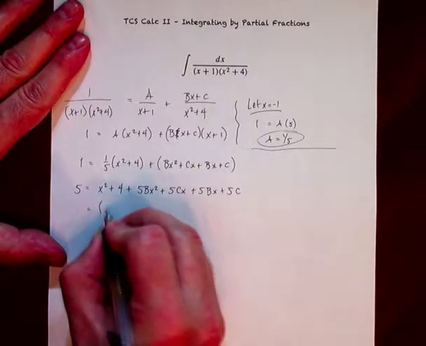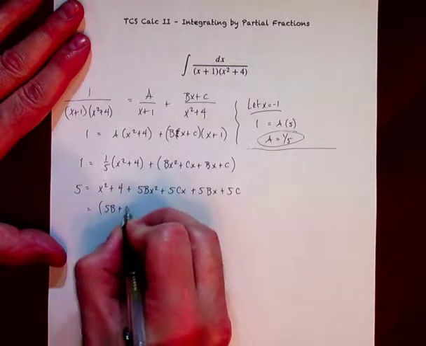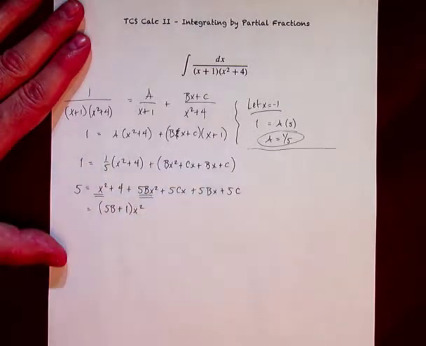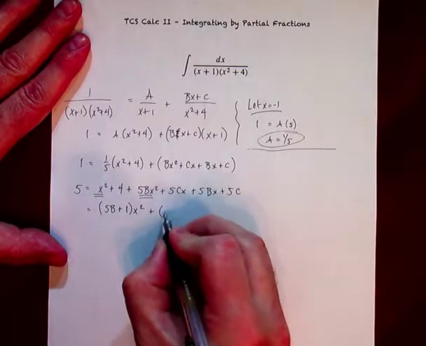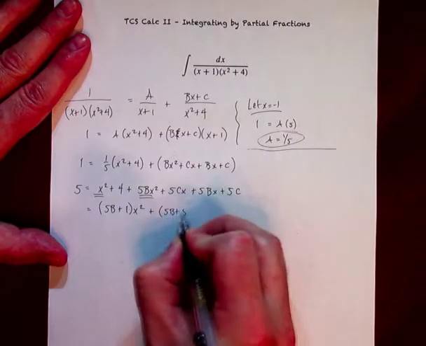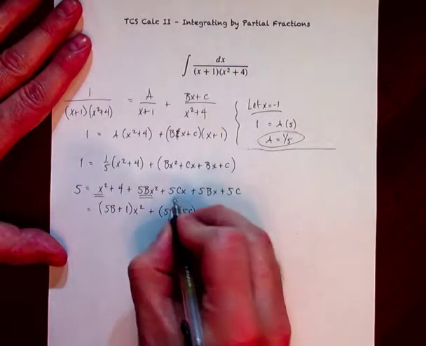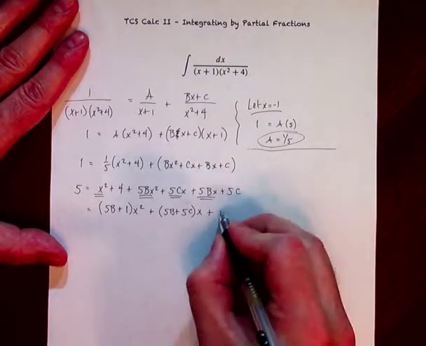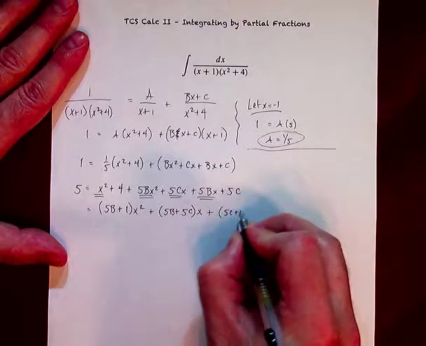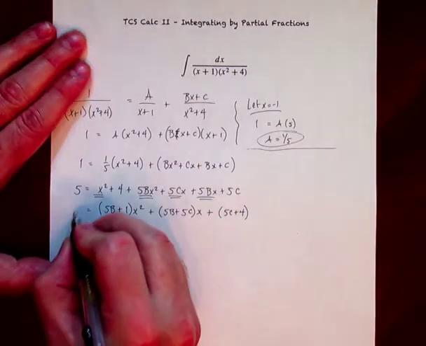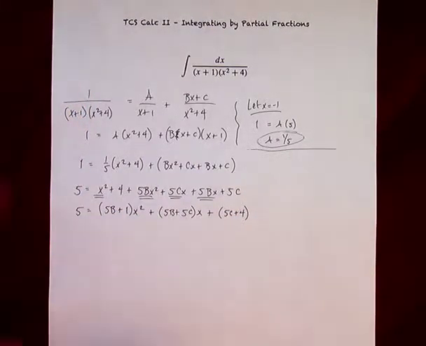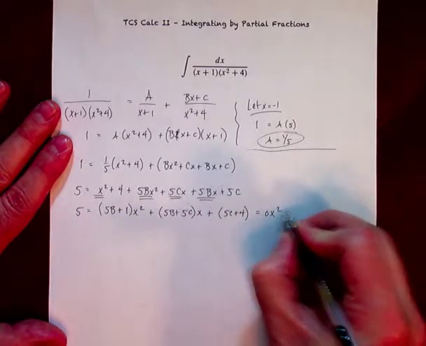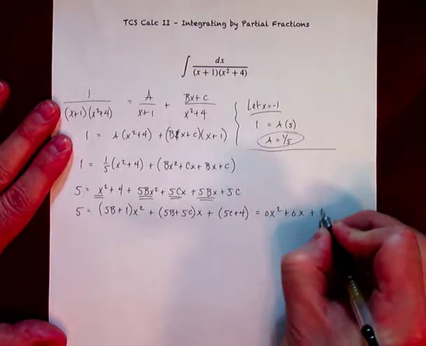We have 5B plus 1 x squared. That's this and this. We have 5B plus 5C x. That's this linear and that linear. And then, of course, the constant is going to be 5C plus 4. Now, that's all equal to 0x squared plus 0x plus 5, right?